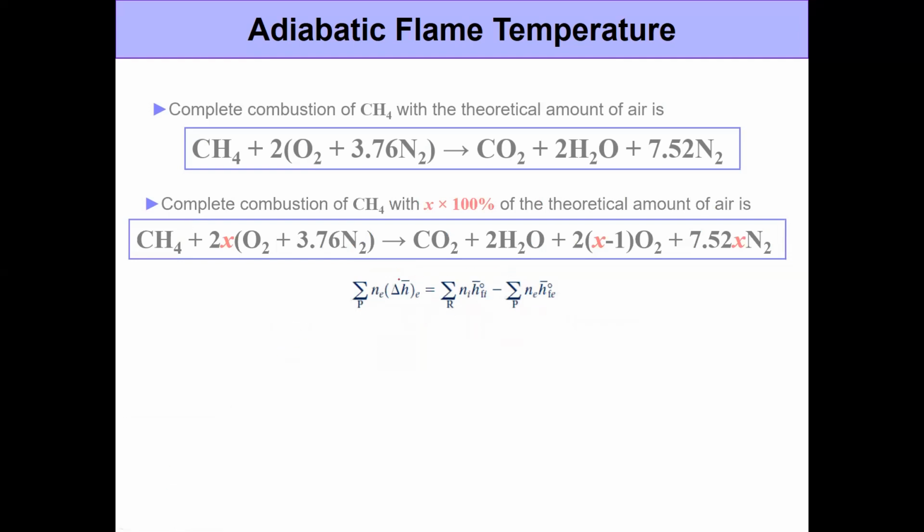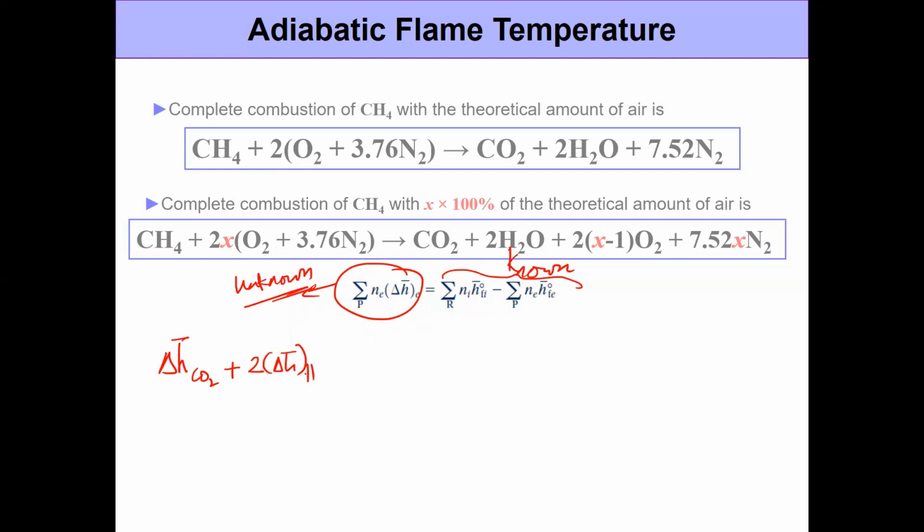Now here we have rearranged this equation to write the known amounts on the right and the unknown values on the left. We are trying to determine this unknown value. So here it's just a matter of multiplying the delta H for each component with its number of moles. For CO2 it's just 1 mole, so we write delta H bar CO2 plus 2 times delta H bar H2O, 2 moles of H2O.